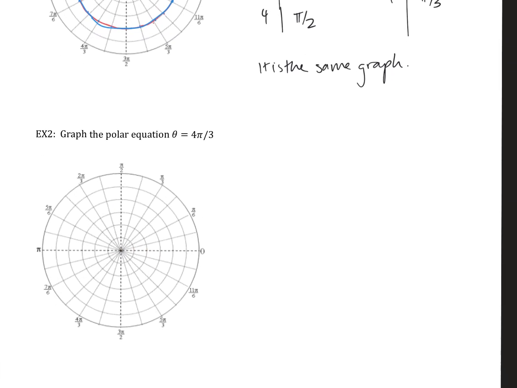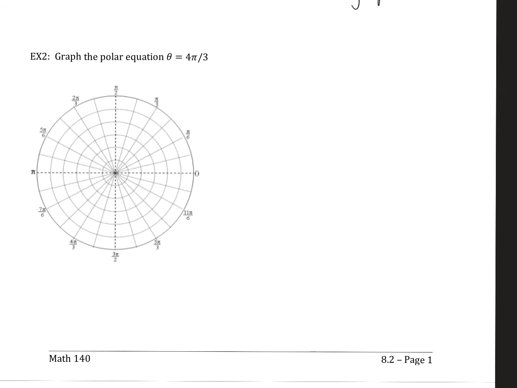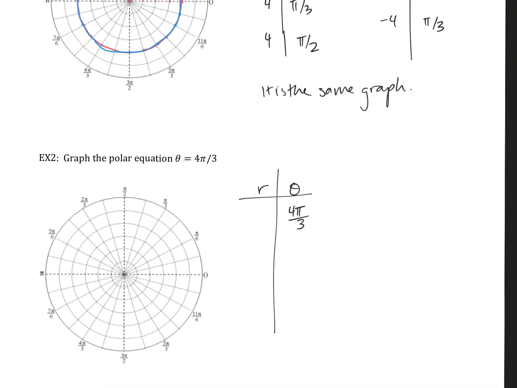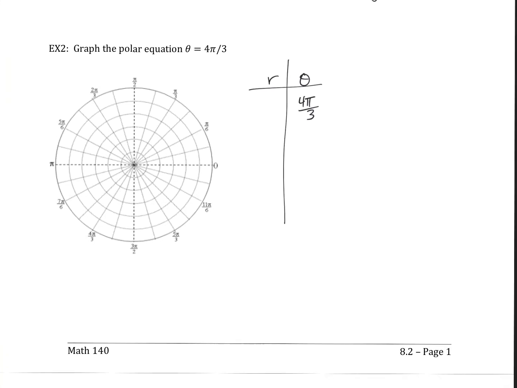Okay, so let's take a look at example 2. Graph the polar equation theta equals 4 pi over 3. Let's draw a table for r and theta. For theta, we have 4 pi over 3, but notice there is no radius value given. This is going to be the exact opposite of example 1. In this case, it doesn't matter at all what our radius is. It could be 0, or 1, or 2, or even going the opposite direction, negative 1. We're still going to be at 4 pi over 3.